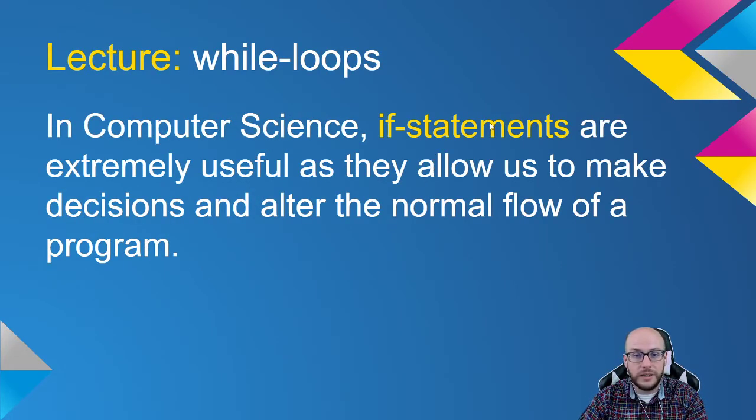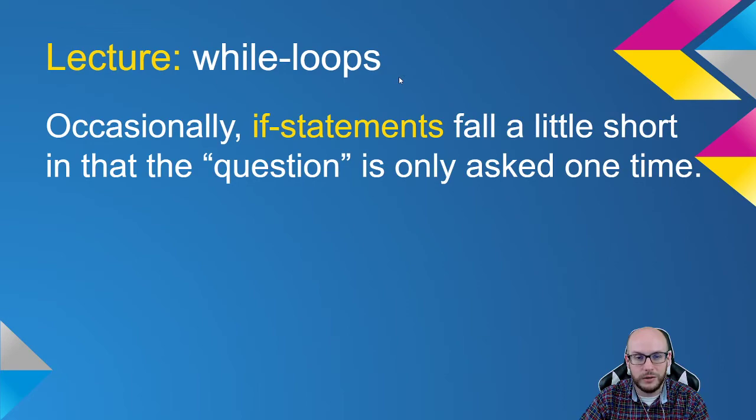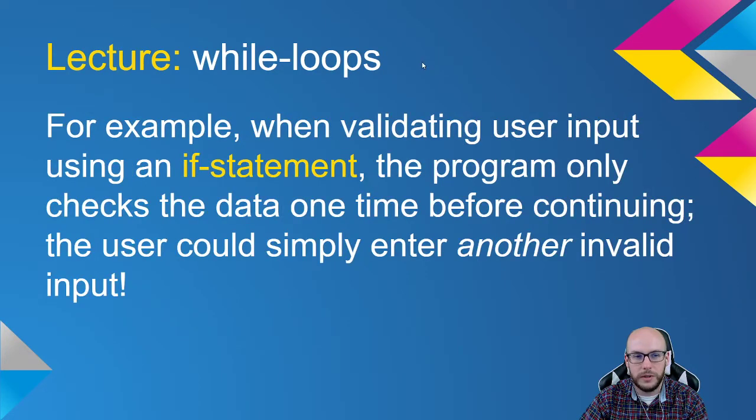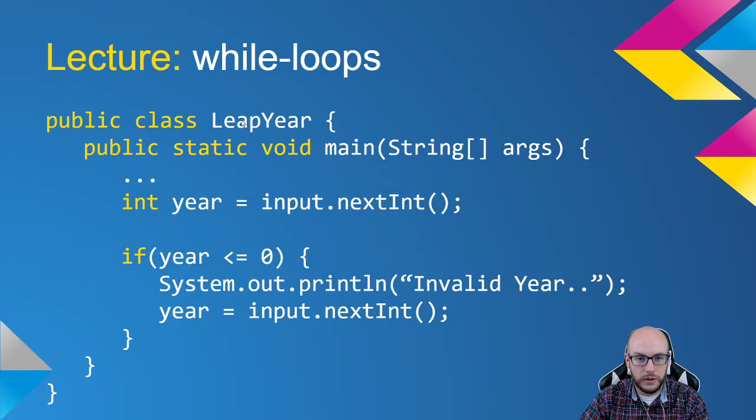In computer science, if statements are extremely useful as they allow us to make decisions and alter the normal flow of a program. Occasionally, however, if statements fall a little short and the question is only asked one time. Let me show you what I mean. When validating user input, using an if statement, the program only checks the data one time before continuing. The user could simply enter an invalid input. Leap year, as an example.